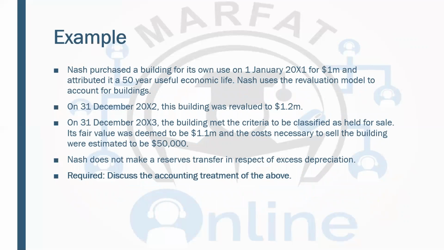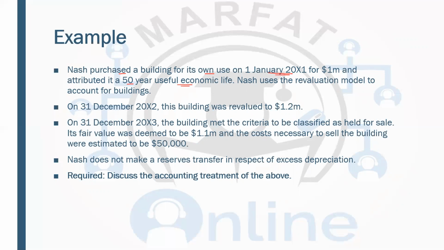Now we have another example, which is again a very important example. And remember the principle that if you are having an asset which is on the revaluation model, you have to revalue that asset immediately before classifying it as held for sale. Then the only difference is going to be the cost to sell, which will be recorded in the profit or loss or against the profits. Nash purchased a building for its own use on 1st January 2001 for 1 million and attributed it a 50-year useful economic life. Nash uses the revaluation model to account for the building.